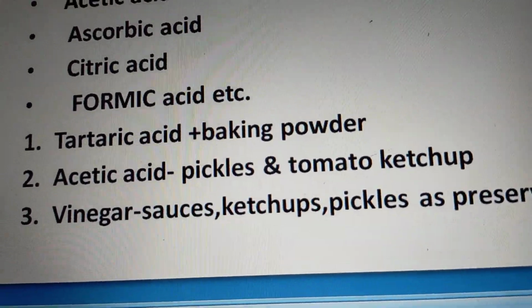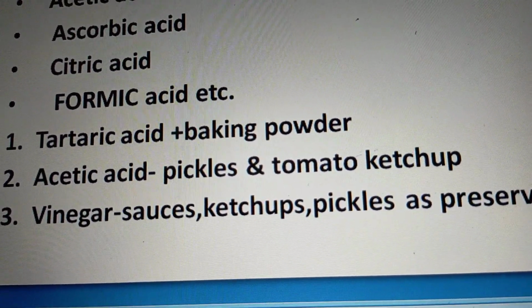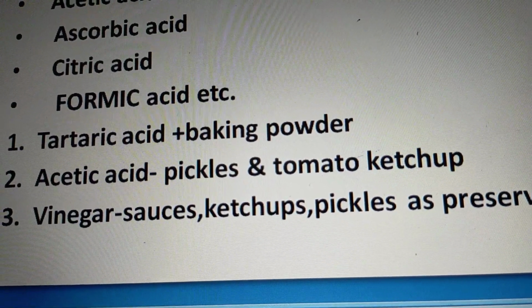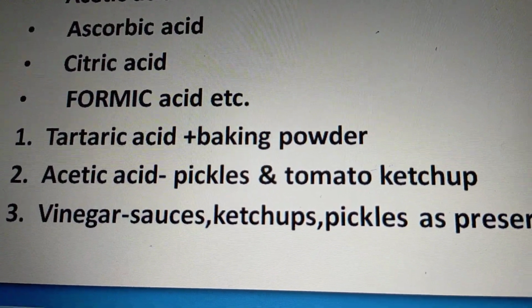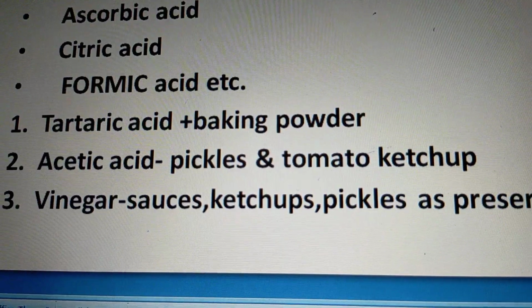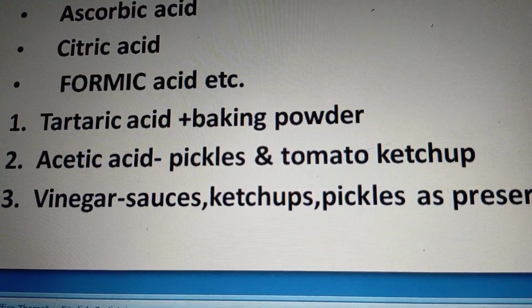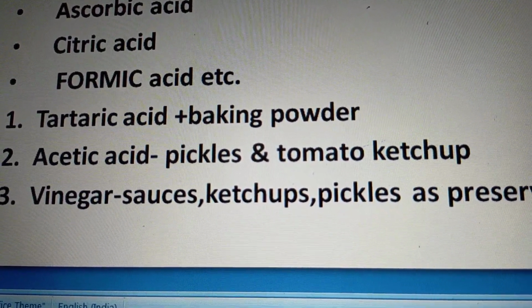Now, something I am telling you that you should know about this, like first is tartaric acid. This tartaric acid is mixed with baking powder and is used in making cakes and biscuits.